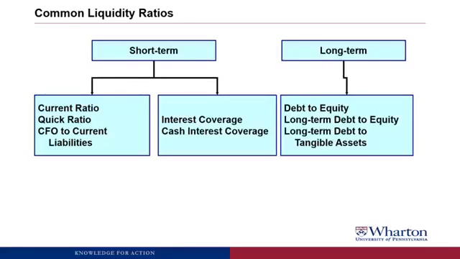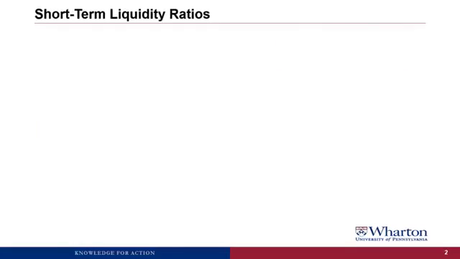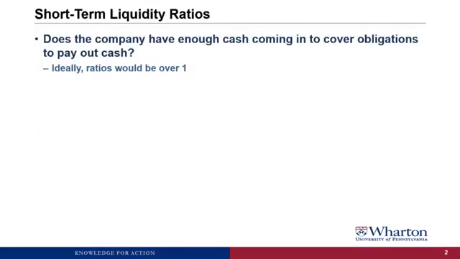So the first bucket of short-term liquidity ratios, these are asking the question, does the company have enough cash coming in to cover its obligations to pay out cash? Ideally, these ratios would be over 1, but that's not always the case. Again, you want to really benchmark this to the industry and to the firm over time.